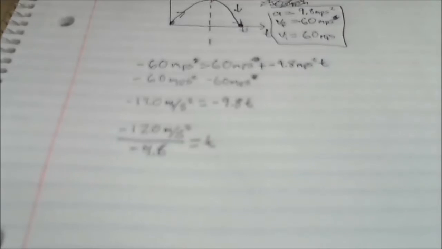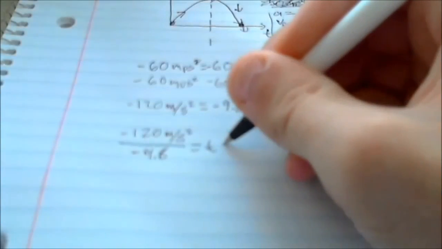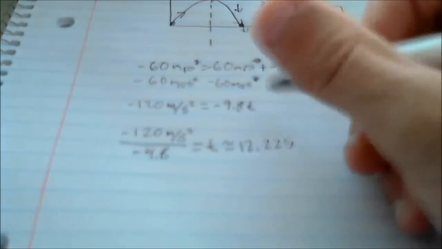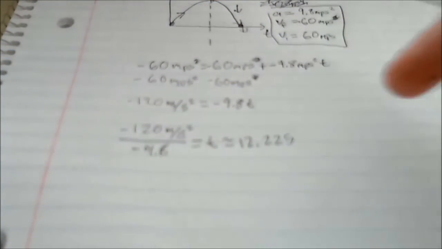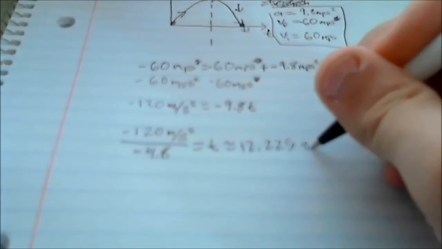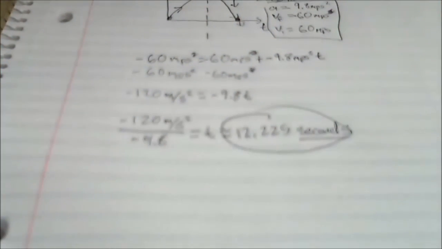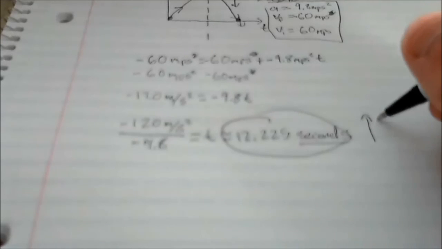So everybody take out your calculator, and you should take negative 120, or actually, it doesn't matter, just do 120, and you divide that by 9.8, and you get the time, which is approximately 12.225. And because we're doing this in meters per second, this is going to be 12.225 seconds. And that's how long the ball's going to take to go up and then go back down.